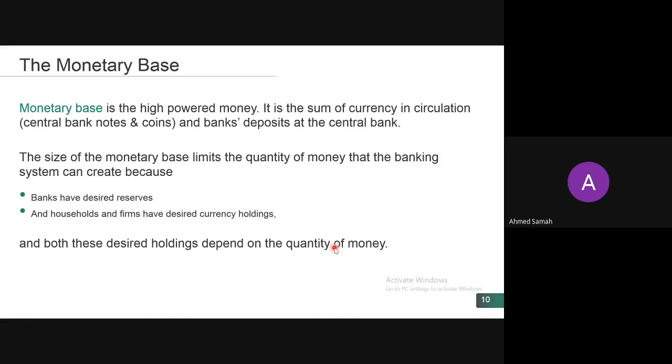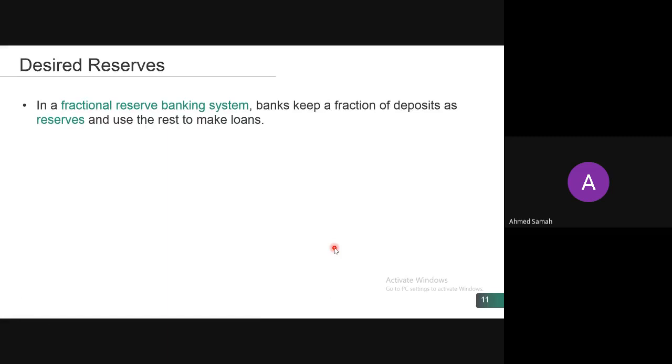In fractional reserve banking systems, banks keep a fraction of deposits as reserves and use the rest to make loans. So in a fractional reserve banking system, the banks have to keep a certain percentage of their total deposits as reserve requirement at the central bank, and the rest they can use to lend loans. That particular percentage cannot be used to lend loans to customers. The rest is used to make loans under a fractional reserve banking system. This is the most common type of reserve banking system.